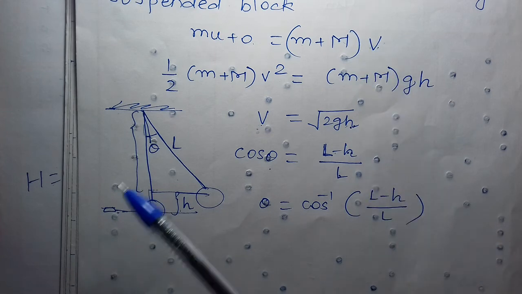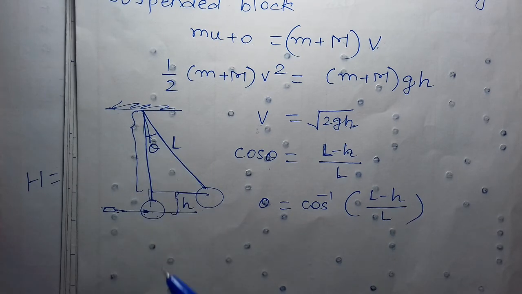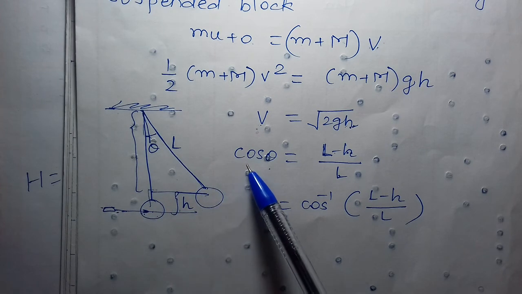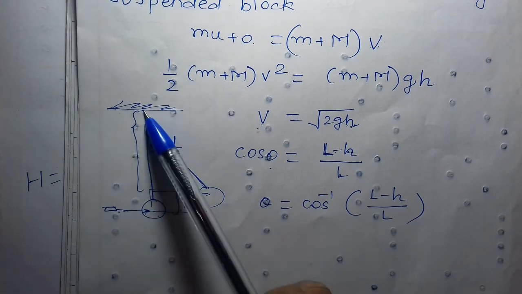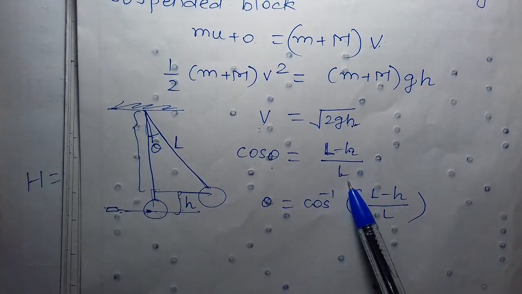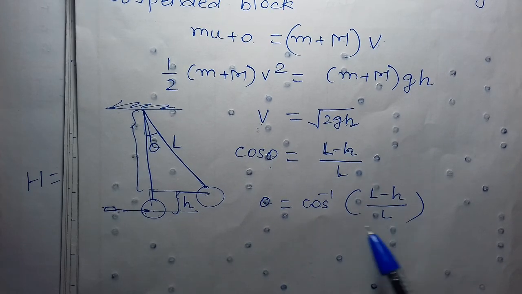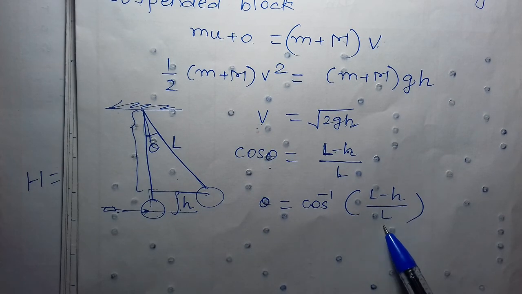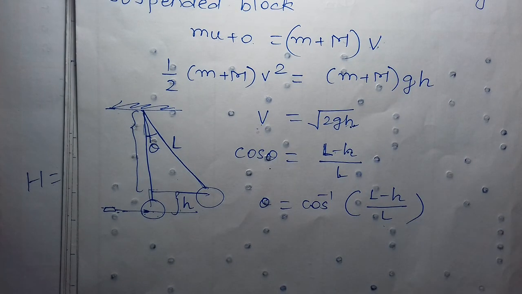Then if we want to calculate theta, the angle through which the string shifts, we first find cos theta. Cos theta is what? Adjacent side upon hypotenuse. The adjacent side is L minus h, and the hypotenuse is L. So theta is cos inverse of (L minus h) upon L. L is provided, and h we can find out from V, and V we can find out from the earlier equation. Okay.